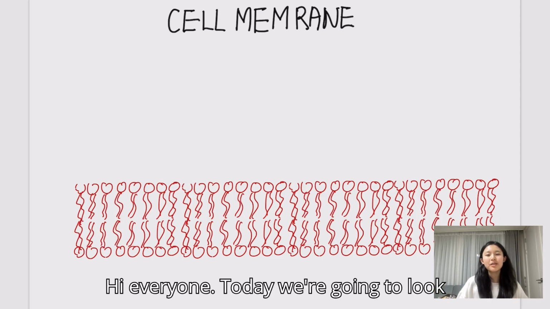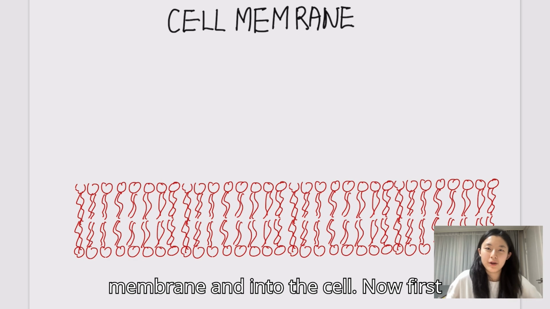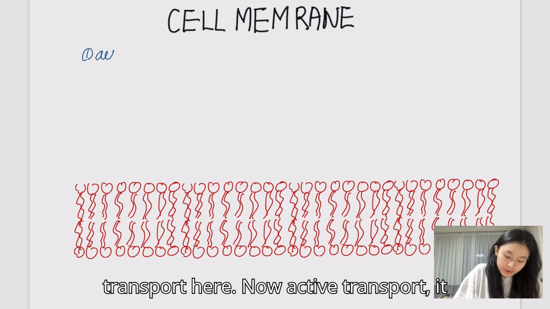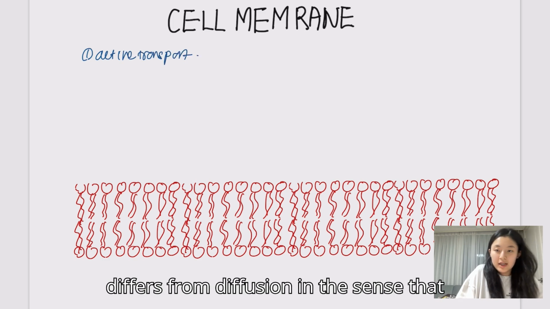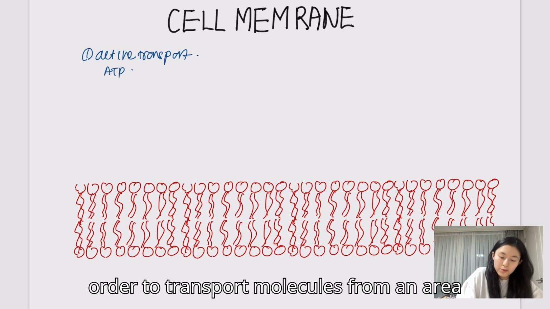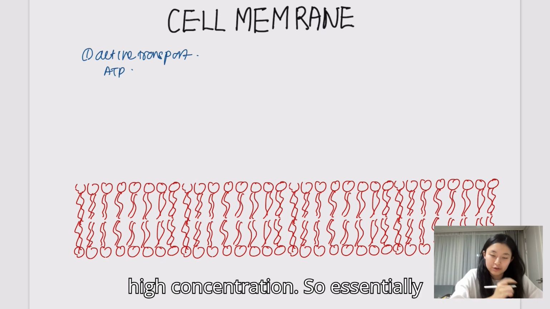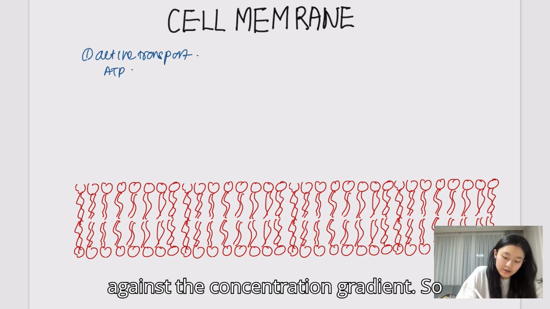Hi everyone, today we're going to look into the 3 other processes of material absorption through the cell membrane and into the cell. Now first we're going to start with active transport here. Now active transport differs from diffusion in the sense that it requires energy in the form of ATP in order to transport molecules from an area of low concentration to an area of high concentration. So essentially against the concentration gradient.